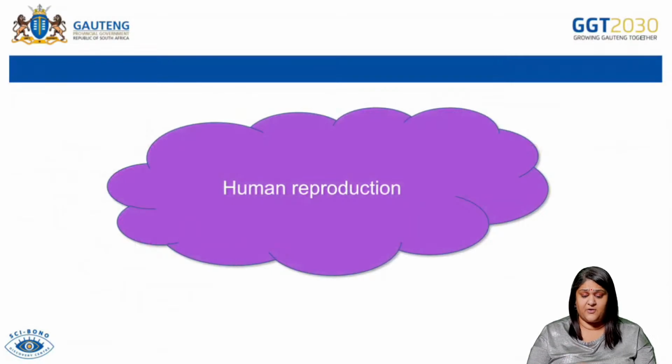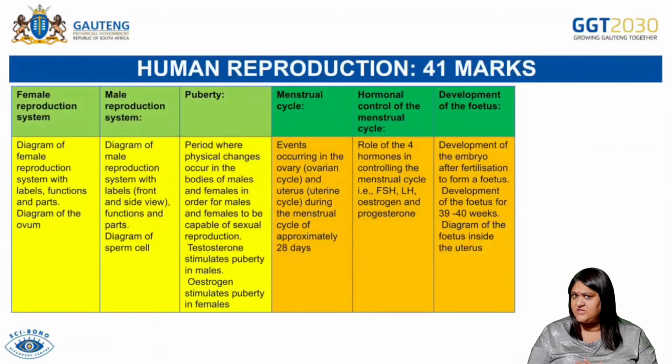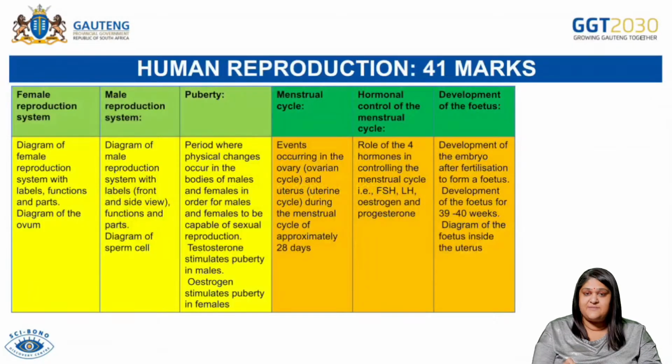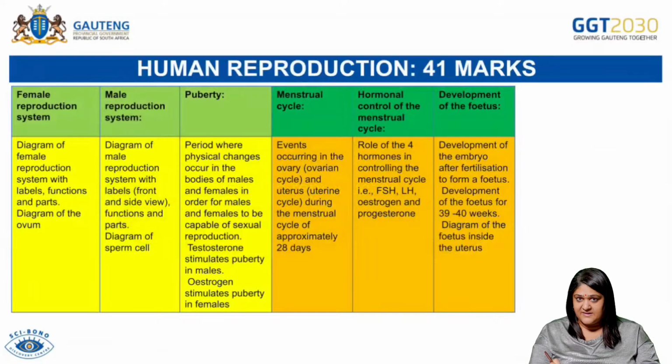Human reproduction. Okay, also quite a few marks, 41 marks. Okay, it's still a lot. So this is showing you all the things you need to know. Like I said, we're not going to go through all of them today, but this is what you need to know. Please make sure, take a photo quickly. I'm going to pause for a couple of seconds so that you can take a photo, and then you need to know female reproductive system, male reproductive system, puberty, menstrual cycle, hormonal control of the menstrual cycle, development of the fetus. Okay, make sure you know everything about this topic. They love this topic.